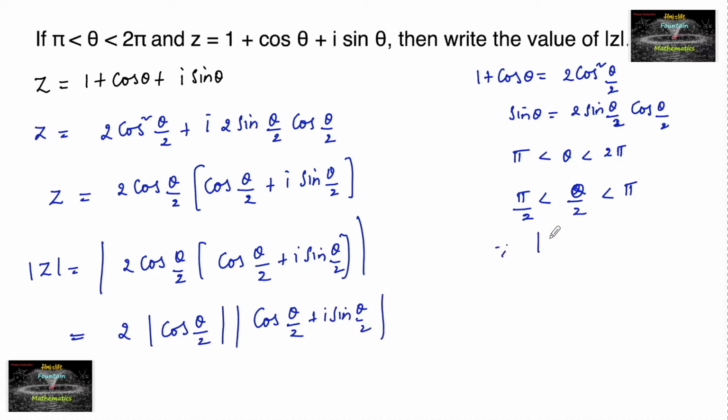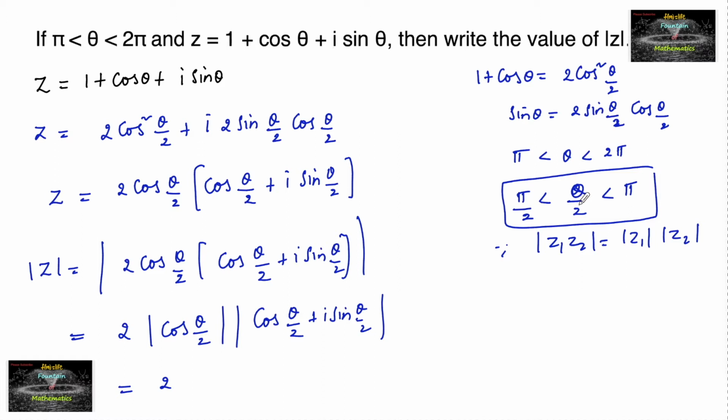Since we know that modulus of z1 z2 is equal to mod z1 into mod z2, this is equal to 2 times, and since theta by 2 belongs to the second quadrant, cos theta by 2 will be negative. Cos theta by 2 is negative, so we can consider mod of cos theta by 2 as minus cos theta by 2, and modulus of cos theta by 2 plus i sin theta by 2.